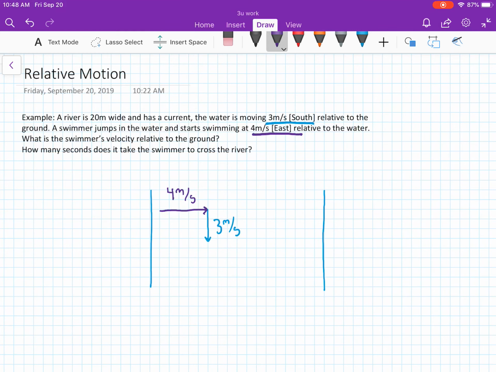Someone on the ground is going to see something slightly different. They're moving forward at 4 meters every second, but they're also drifting south at 3 meters every second. The resulting speed is what we get when we add those two velocities. I haven't dealt with the 20 meters yet. It doesn't show up on our triangle because it's not a velocity. The 20 meters tells us how wide the river is.